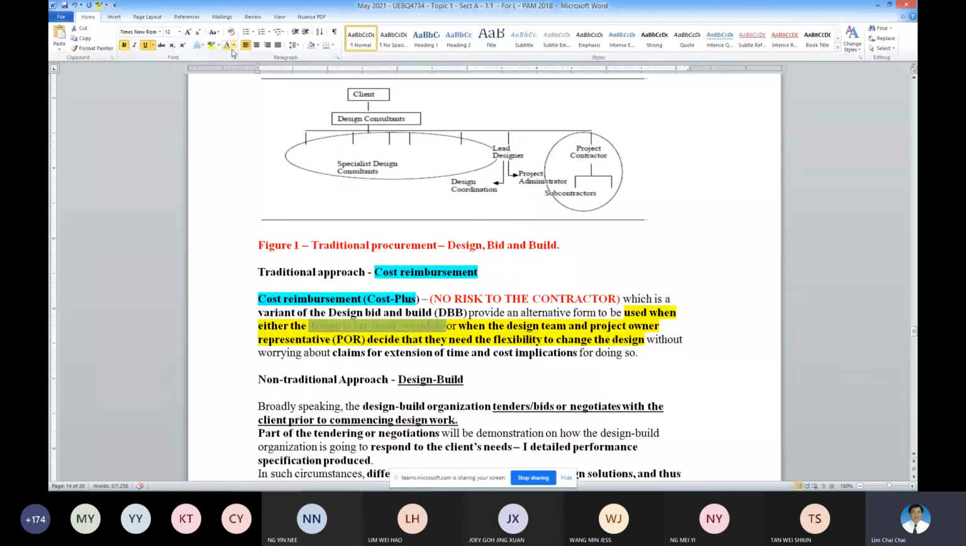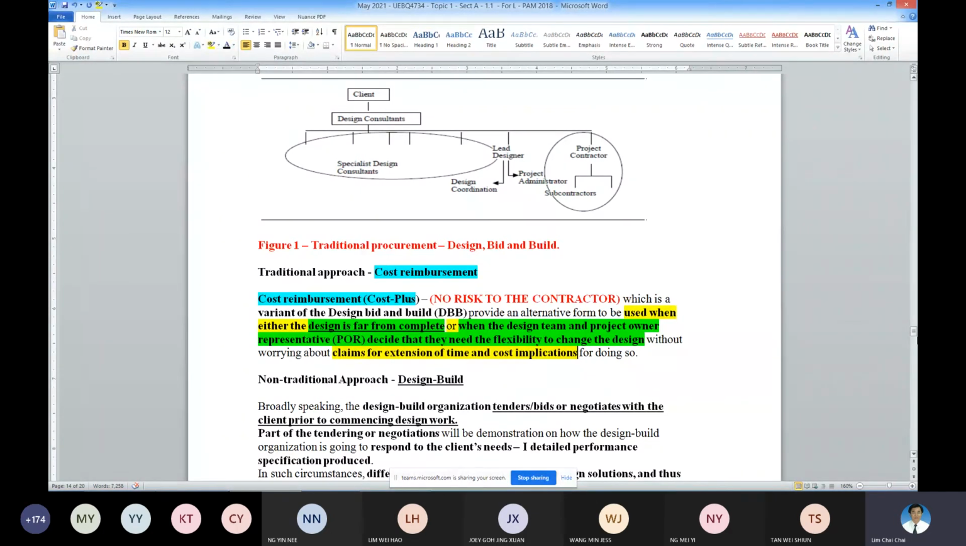Or when the design team and the project owner decide there are a lot of changes. So these are the two situations. The cost reimbursement is going to be used. Now, these are the usual two situations. Okay, so that they don't have to worry about EOT and the additional cost incurred, because it's cost plus. Are you clear? It's cost plus.